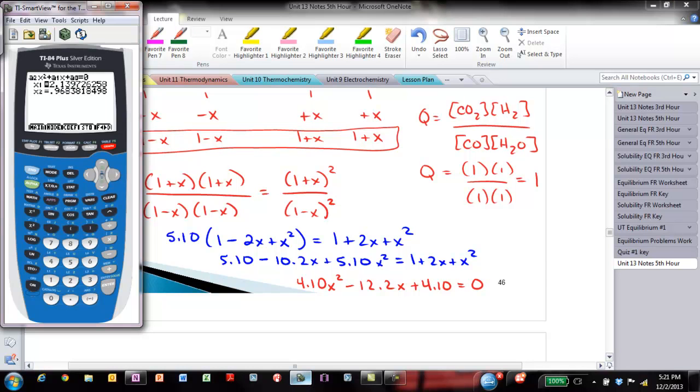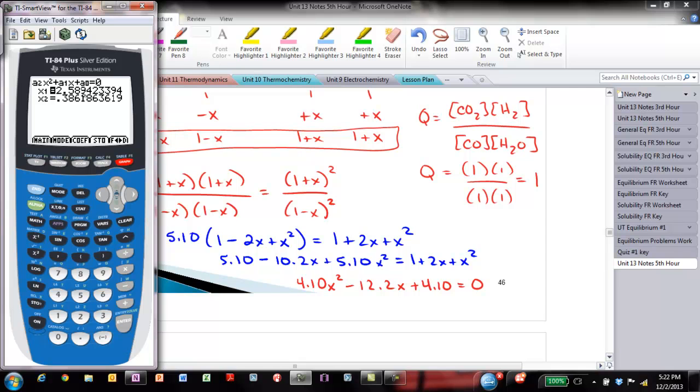So then I'm going to go into my quadratic solver, and I'm going to type in 4.10, negative 12.2, and 4.10. Go ahead and hit solve, and I get two answers. Hopefully you can see that the answer that's 2.589 is not going to be right, because I can't subtract that from the 1 and get a positive answer. So that's not going to be valid. I can't have a negative concentration. So my X value is going to be 0.386.